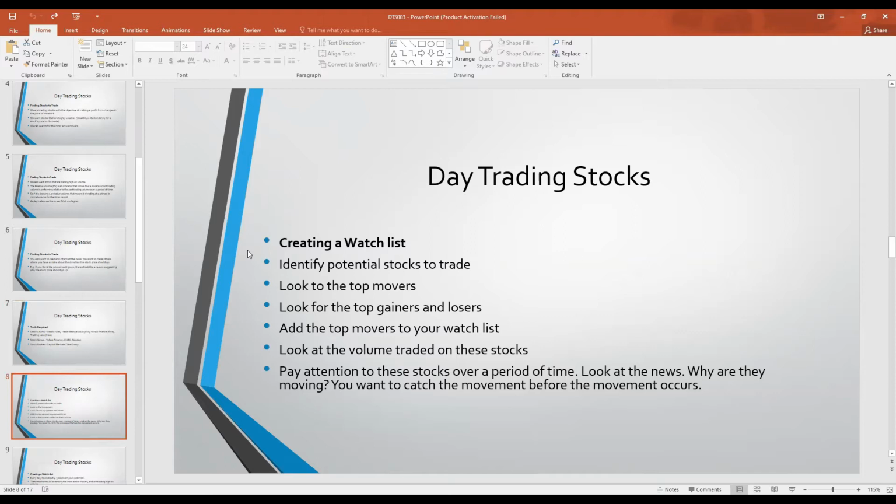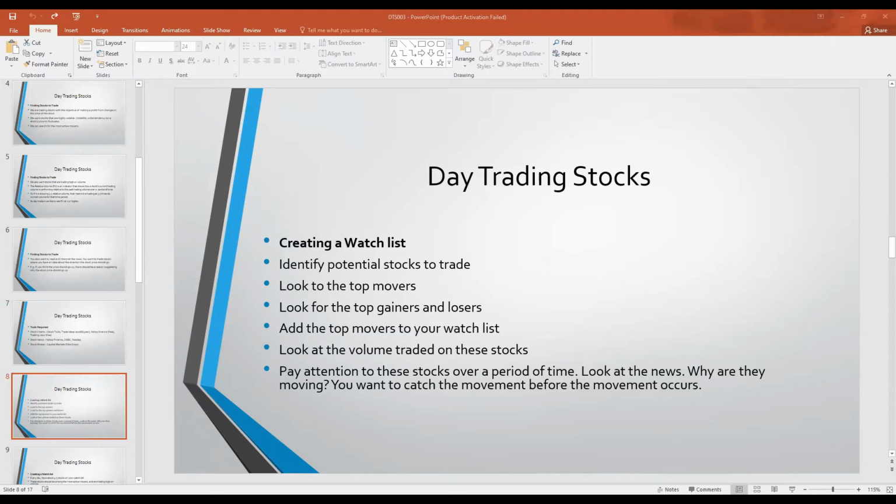So the next topic we want to consider for this lecture is creating a watch list. So when you are trading stocks, you start by creating a watch list. A watch list is a list of the various stocks that you are considering to trade. In other words, before day trading starts, you should already have an idea about which stocks you are thinking about trading. So you create a watch list.